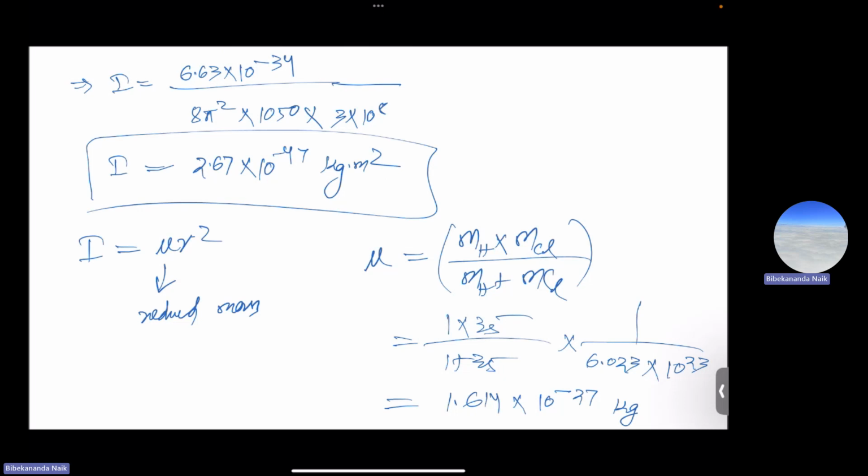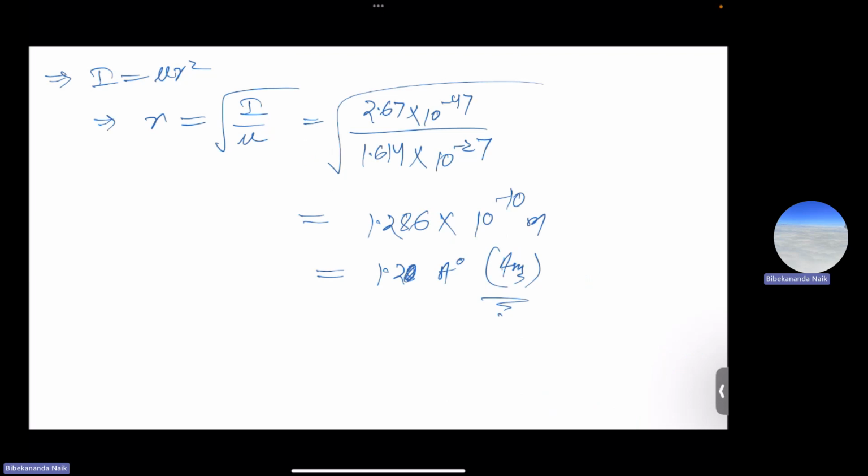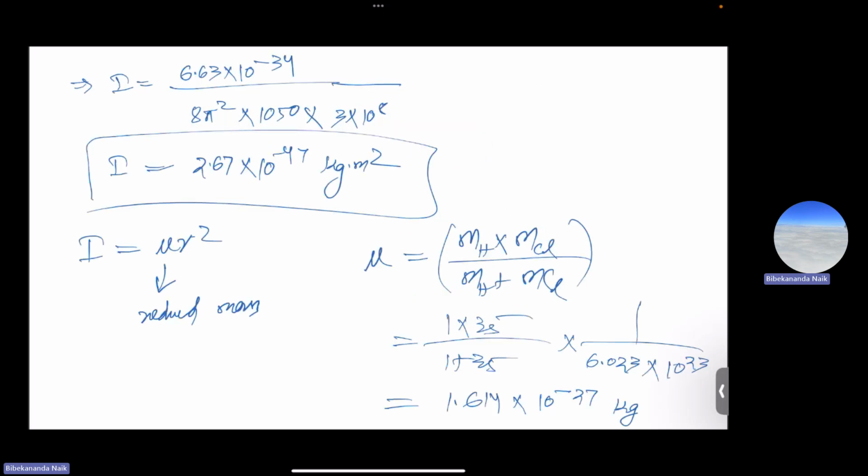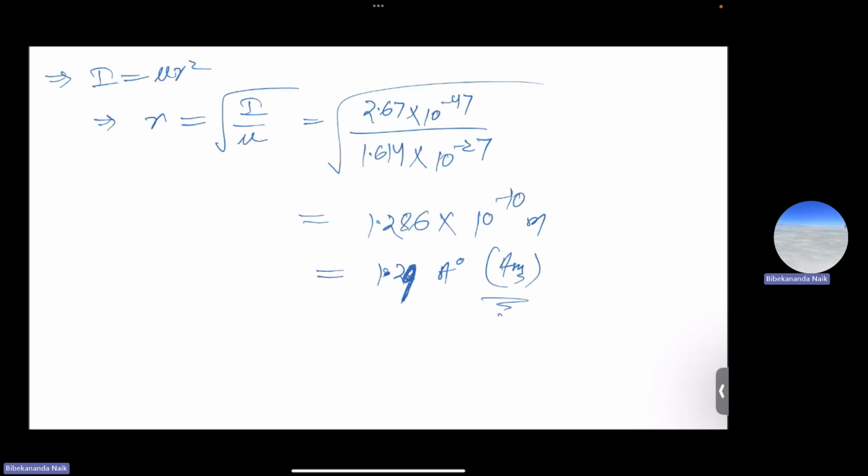If you put the values in the expression, R equals root over I by mu. If you put these values, you get 1.286, so the nearest correct option will be 1.29. So the correct option is option B, 1.29 angstrom.